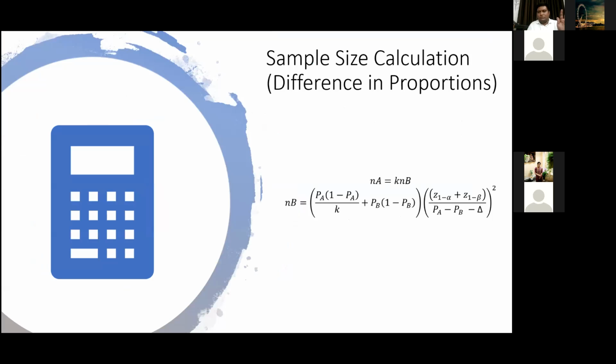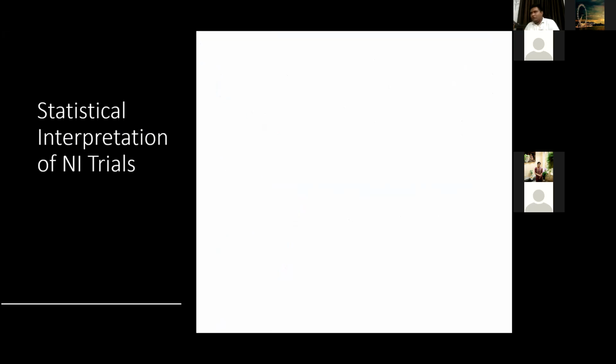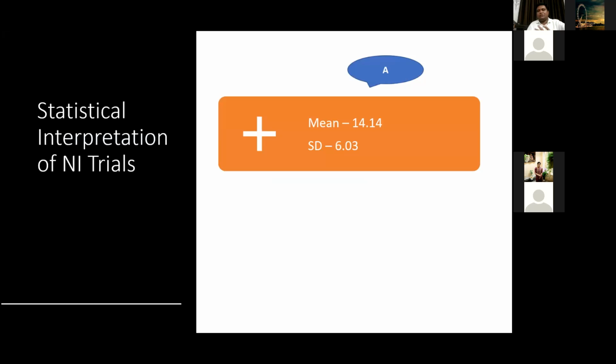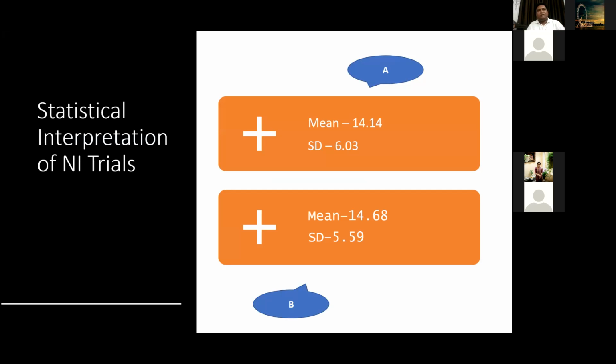Okay. So now you would have observed that the calculation of sample size for a non-inferiority study is not difficult at all. Okay. Now we will look into the interpretation of the results from non-inferiority studies. Okay, both analysis and interpretation, I would say. Okay, now let's say that there was a clinical trial design with two groups, that is A and B here.